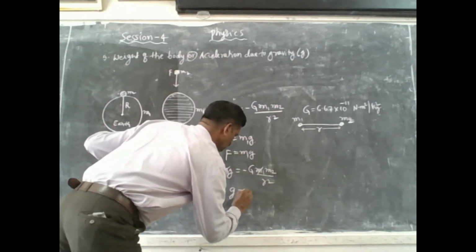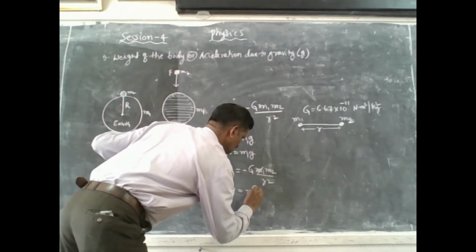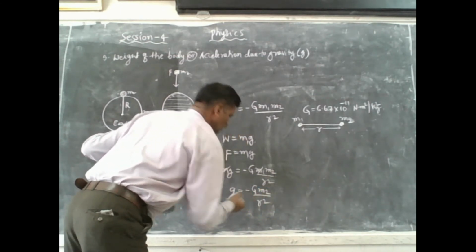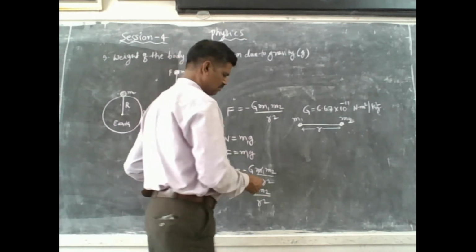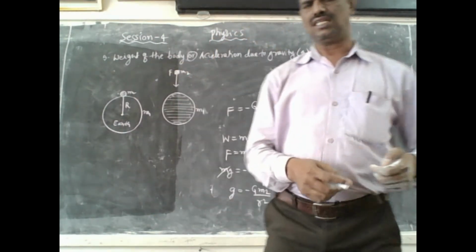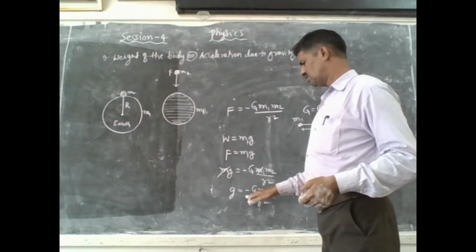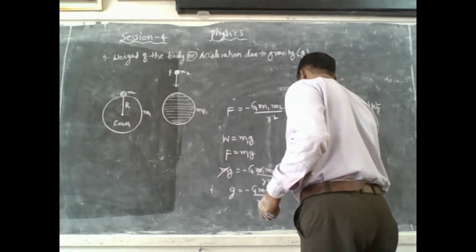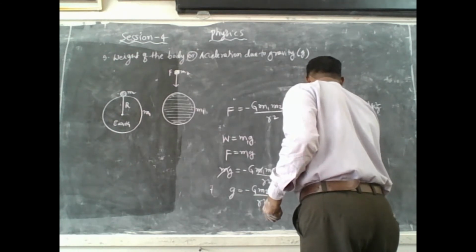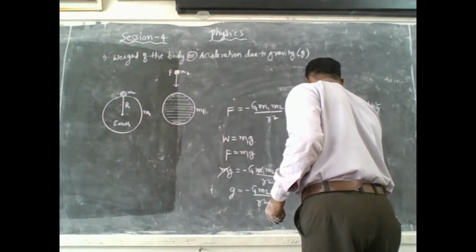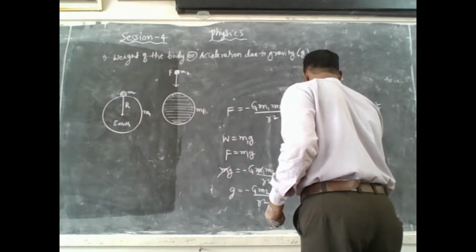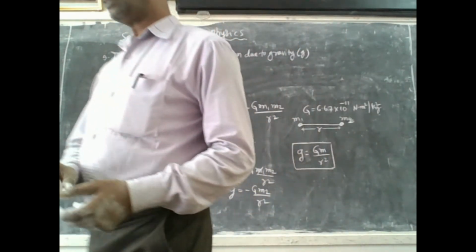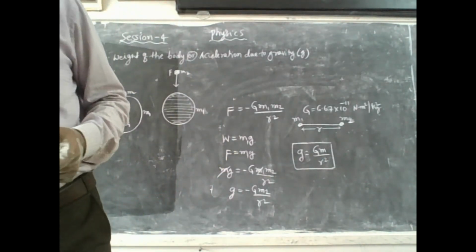g is equal to minus GM2 divided by R square. So we can neglect the minus sign because it is understood, it is the attraction towards the center. So therefore, g is equal to GM divided by R square, isn't it?